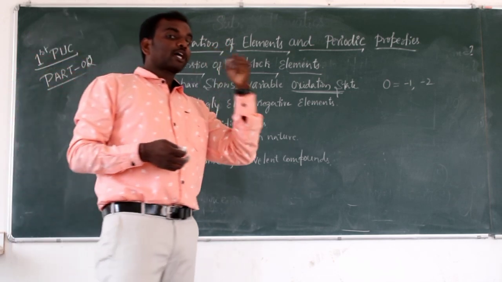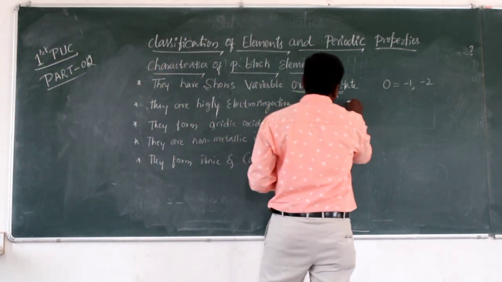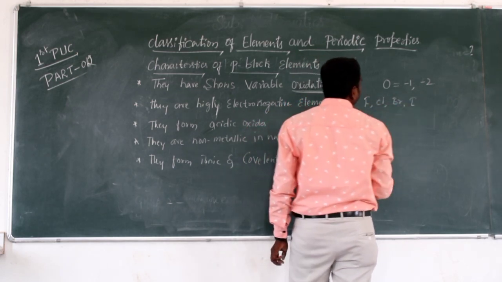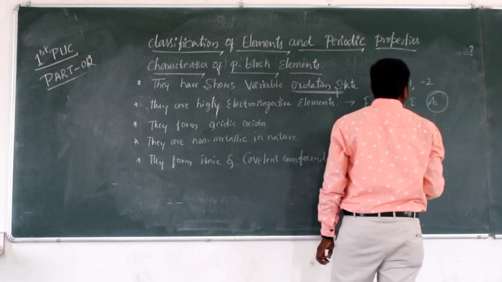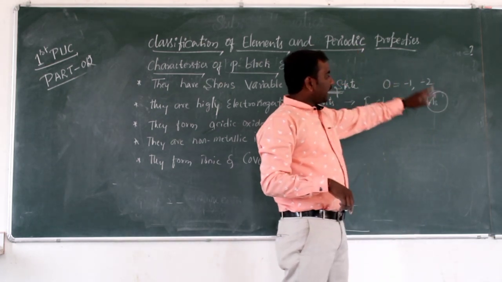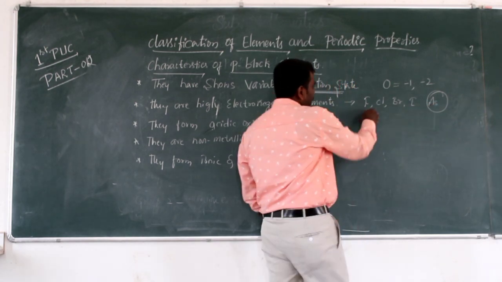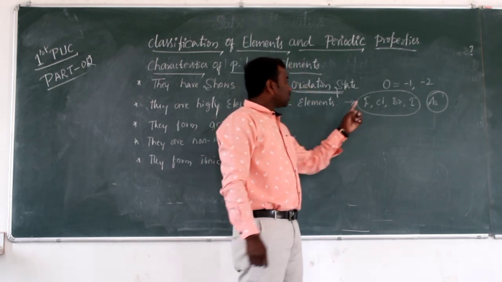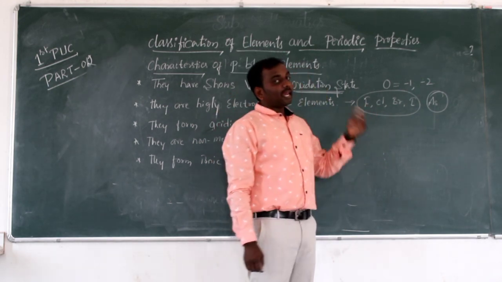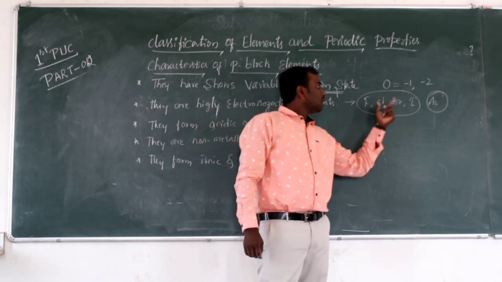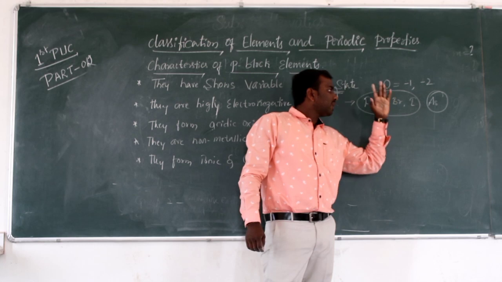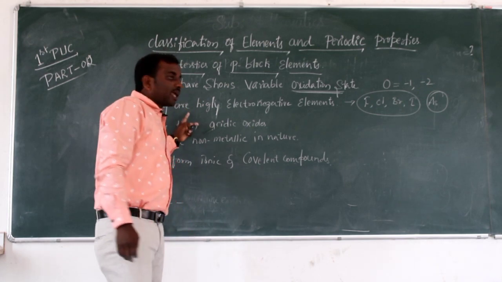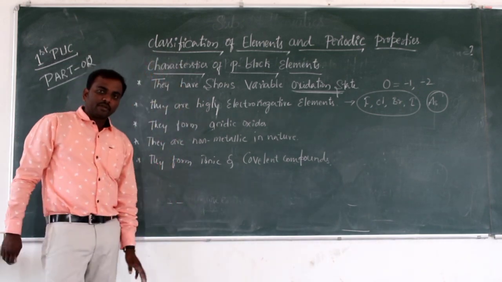Although they are highly electronegative species, fluorine, chlorine, bromine and iodine, astatine acts as a radioactive element. Compared to these four, fluorine is the most electronegative species compared to the remaining elements such as chlorine, bromine and iodine, right? That is the second characteristic of p block elements.